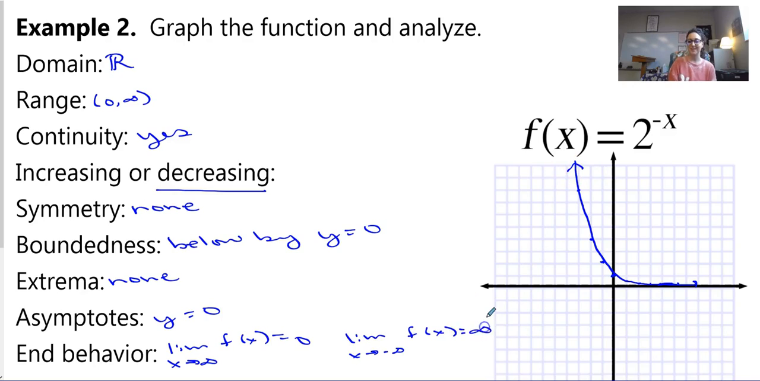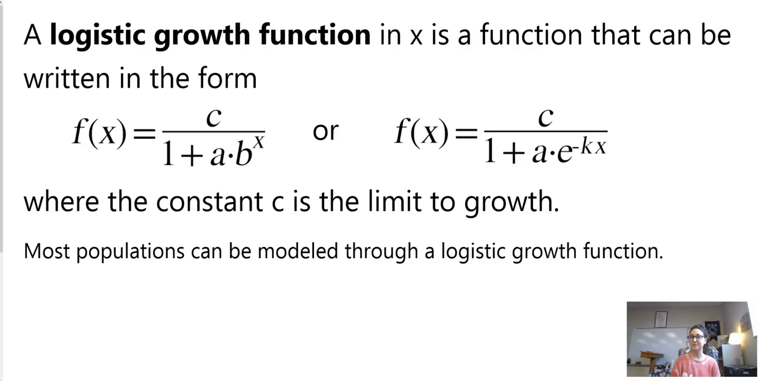So this would be positive infinity. All right, well, exponential functions are great. A lot of things grow exponentially for a while, though, and then oftentimes they hit what we call an inflection point, and they start to kind of level off. And so oftentimes a more realistic model or equation for modeling populations is what we call a logistic function, okay?